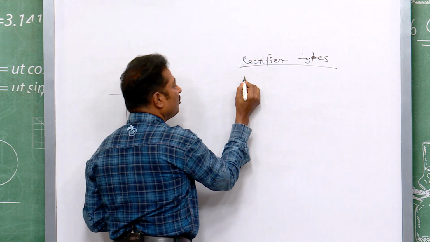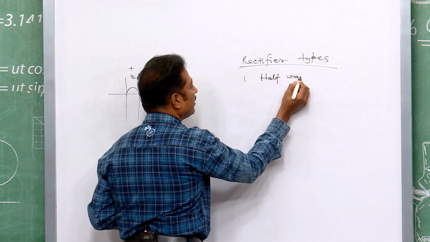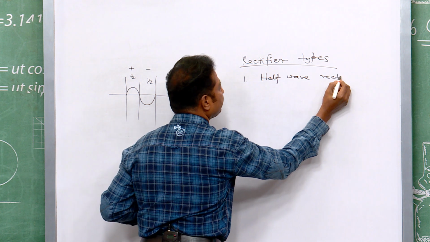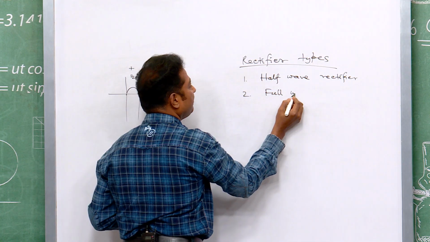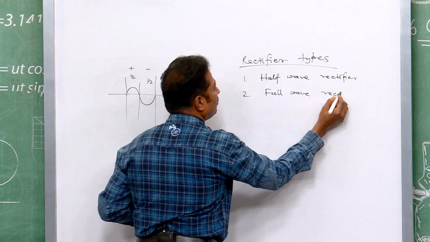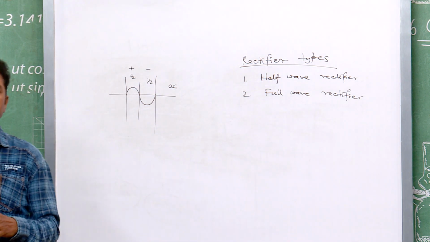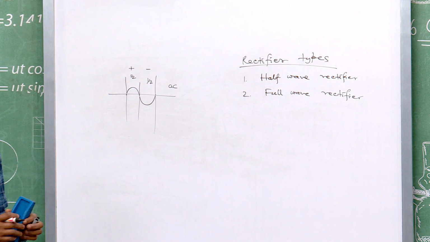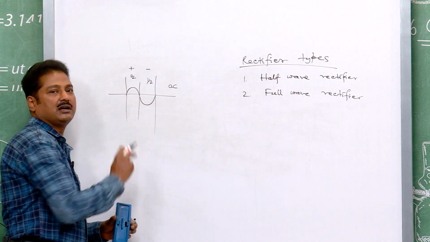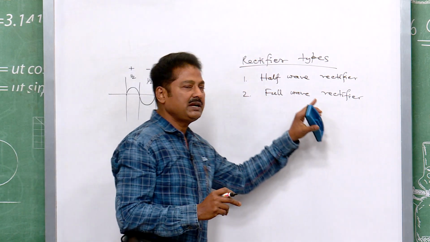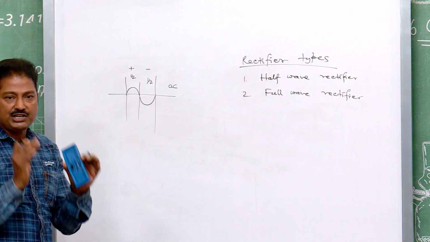One is half wave rectifier, the other is full wave rectifier. When I am talking of wave, you should not be confused with the wave in the Puri sea beach. Rather, this is your alternating voltage or alternating current wave. So, half wave rectifier, it is the rectifier which is active.